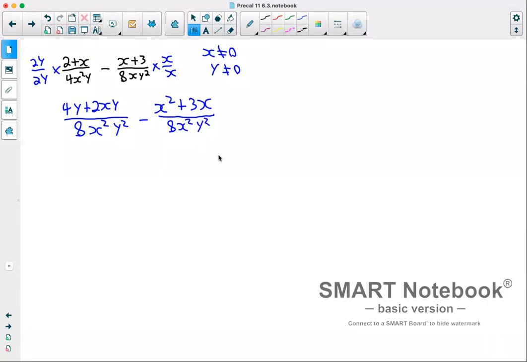Now that we have the same denominator, we can put it all as one fraction. So we have (4y + 2xy - x² - 3x) over 8x²y².